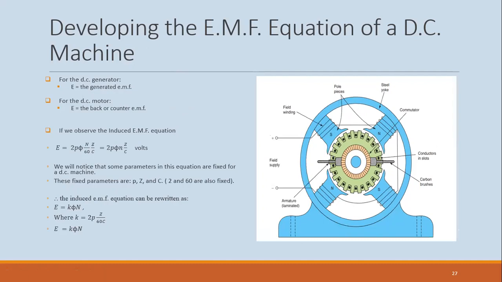Now, the induced EMF, E, is called the generated EMF in the DC generator, while in the DC motor it is called the back EMF or the counter EMF. In some textbooks you will see it written as counter EMF, but the usual way of describing it is the back EMF in motors.